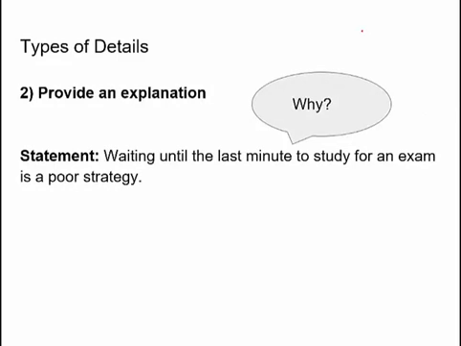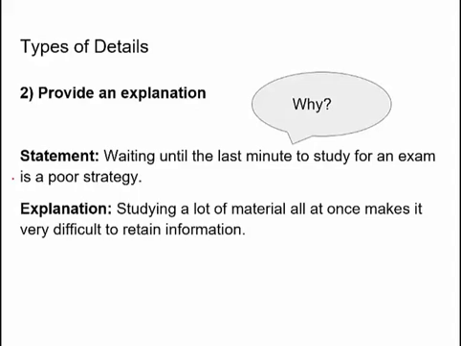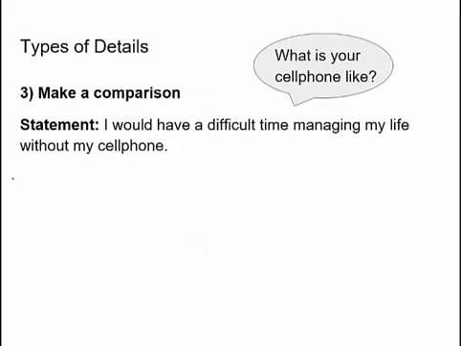You can also explain something. That can be another great type of detail. Okay, so answering the question why after you've made a statement. Here's our statement down below, okay? So, waiting until the last minute to study for an exam is a poor strategy. All right, explain that. Why is it a poor strategy? Well, studying a lot of material all at once makes it very difficult to retain information. Okay, there's a true statement, actually. I always advise my students not to cram or to study too much material all at once, and it provides good detail for this main point that we made in our statement. So, a good type of detail to include is an explanation.